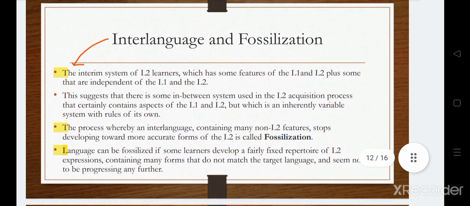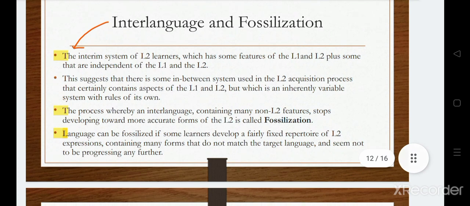Now we'll see interlanguage and fossilization. What is interlanguage? This is the system of L2 learners which has some features of L1 and L2, plus some more features that are independent of L1 and L2. And this suggests that there is an in-between system used in the L2 acquisition process that certainly contains aspects of L1 as well as L2, but which is an inherently variable system with rules of its own.